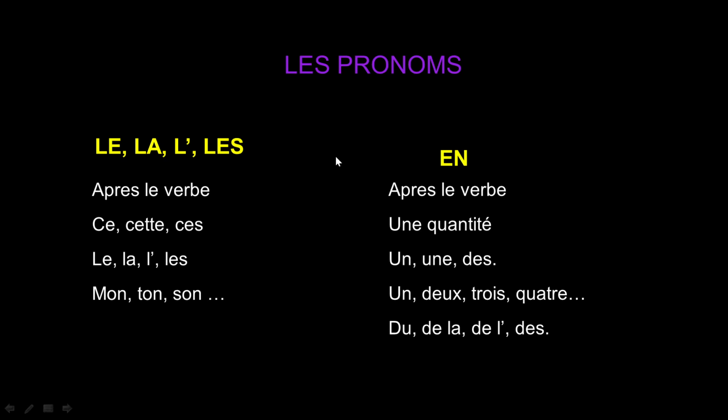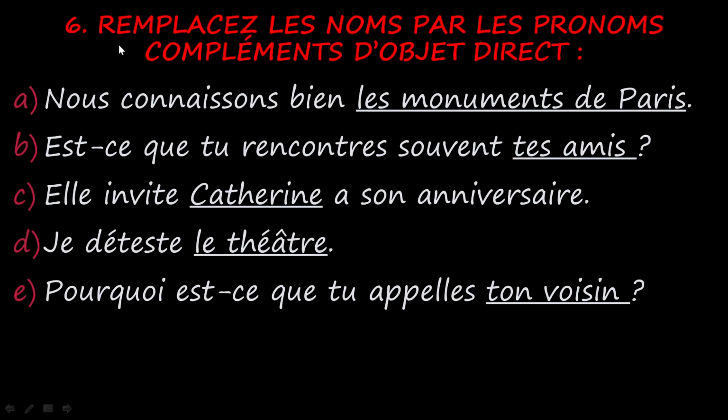So we'll see the 6th exercise. Remplacer les noms par les pronoms compléments d'objets directs. So replace the nouns by the direct pronouns. Complément d'objet direct, that's COD. Okay, COD we say. It's not Call of Duty. It's COD, complément d'objet direct. So it's direct object in English, and direct pronouns we call.